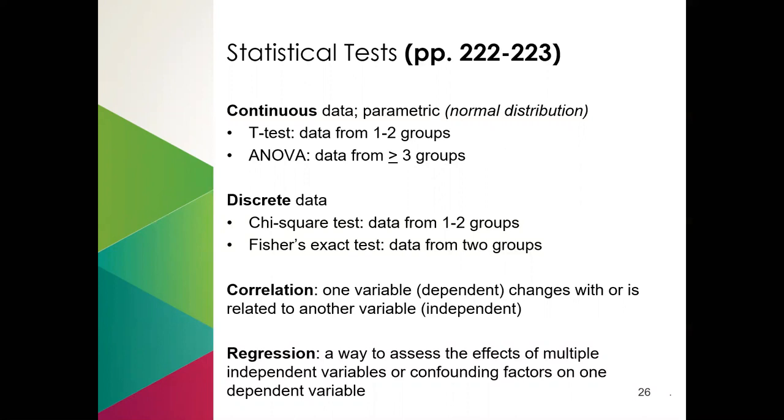Correlation is when one variable changes with or is related to another variable. It's always important to remember that correlation doesn't mean that there's a causative relationship. You always have to be looking for other factors that might be involved. And regression is a way to look at the effects of multiple independent variables or confounding factors on one dependent variable. So if you're looking at hypertension, you can look at diet, exercise, etc., if there are a lot of variables.